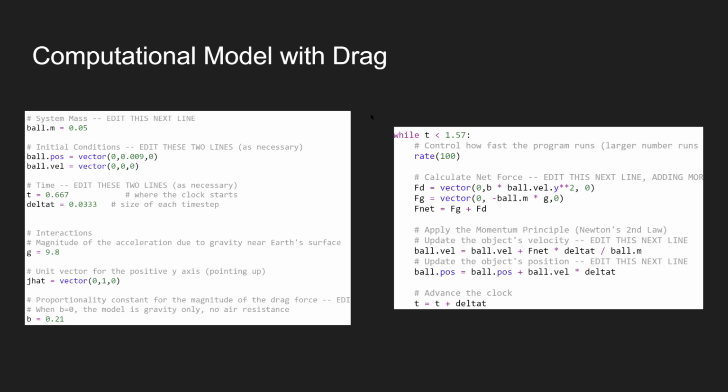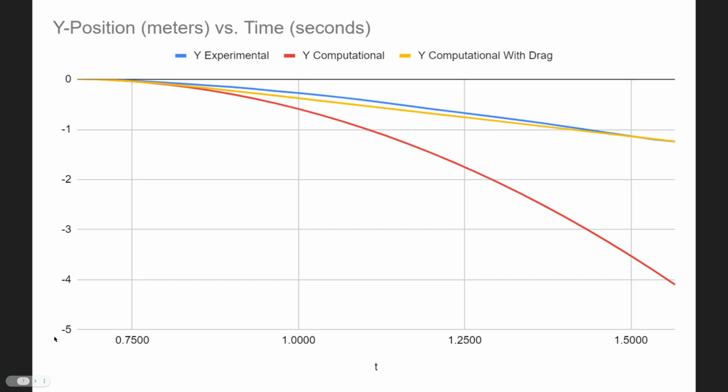Our computational model with drag was very similar. On the left, the only real difference is that the proportionality constant is now 0.21. This was found just through trial and error to see what got it to line up with our movement from tracker. And this means that our net force on the right actually does have the force of drag now. So again, with Newton's second law, if the force of gravity and the force of drag are equal and in opposite directions, we won't have any acceleration. And the result of this is that we get a terminal velocity. You can see the slope becomes constant at some point for both the experimental and the computational with drag.